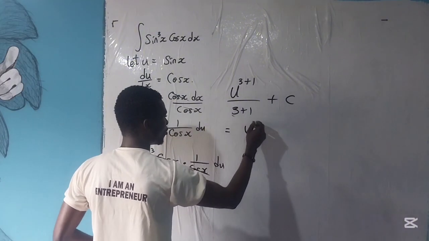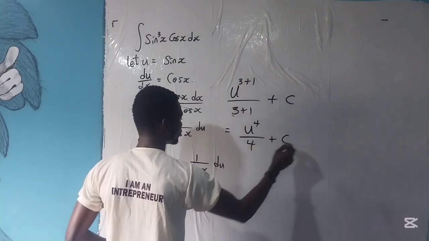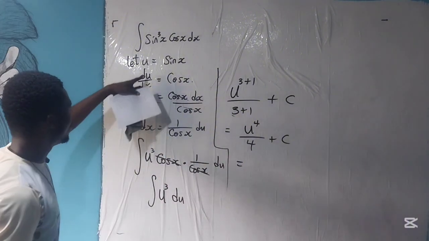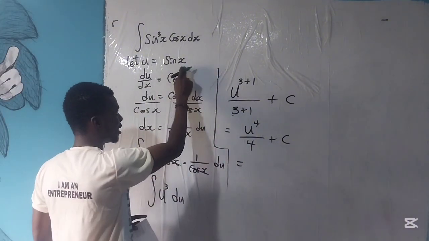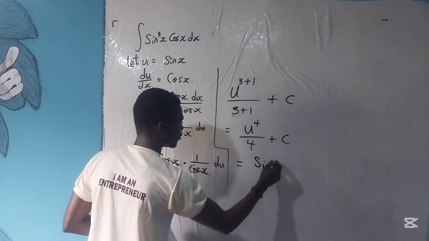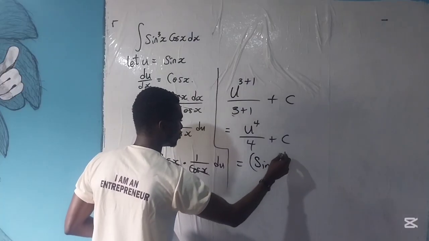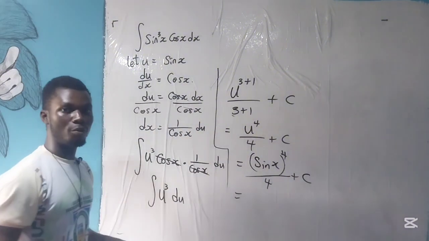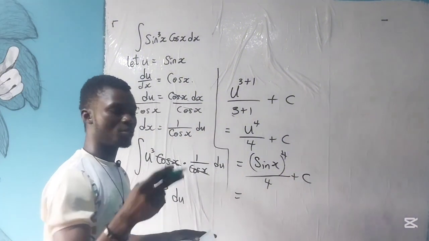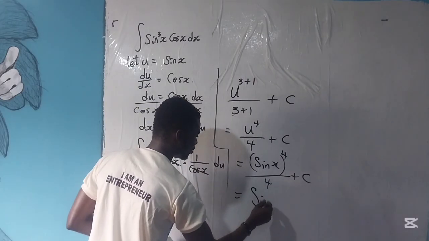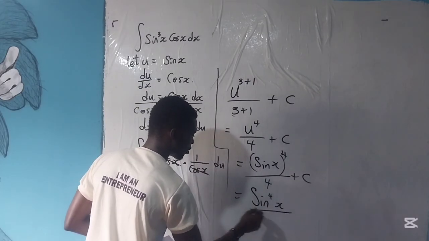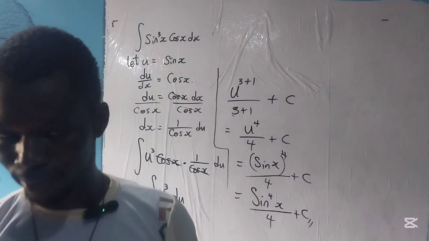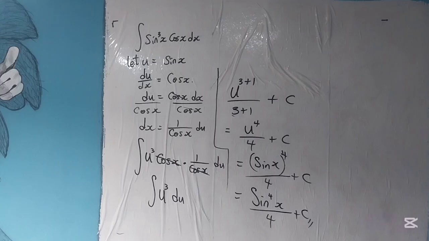Now that's u raised to power 4 over 4 plus c. Now what's the value for u? We recall that u is sine x, right? That means we have sine x raised to power 4 over 4 plus c. We don't leave it as u. Just like when I say sine square x, it is sine x squared. So we are going to have sine raised to the power of 4 x all over 4 plus c. So that's the answer to this question. I hope it's explanatory enough.